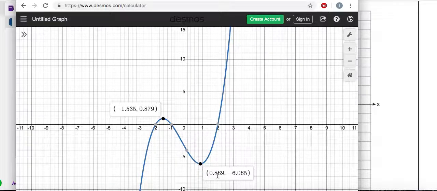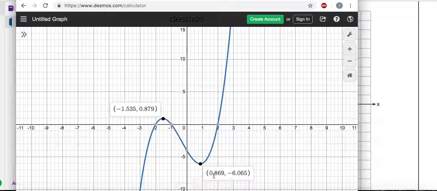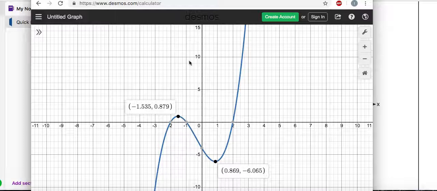Now the other turning point is +0.9 and about -6.1. So +0.9 is just before the number 1, and then 1, 2, 3, 4, 5, 6.1. It'll be like here, so +0.9, -6.1. All right, so now we got our 2 turning points. Now all we need to do is use the table, okay?